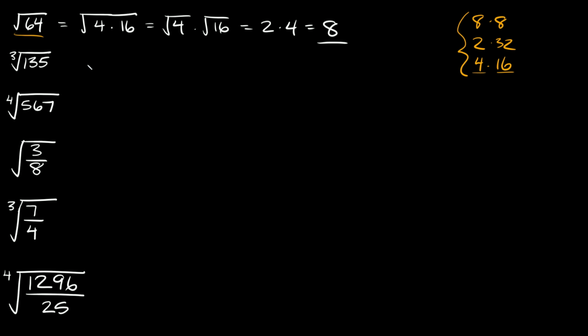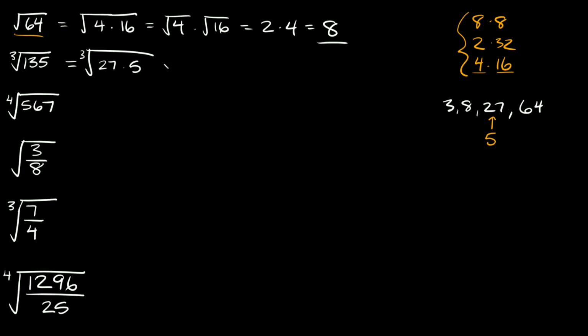So the cube root of 135. So we want to break up this 135 into two factors, right? And one of them we want to be a perfect cube. So some perfect cubes, just remember, are 8, 27, 64, and so on, all right? So can we break down 135 using any of these numbers? Well, it looks like we can break it down using 27 because 5 times 27 is equal to 135. So that's how we're going to break it down. So we're going to say 27 times 5, and this is the cube root, right?